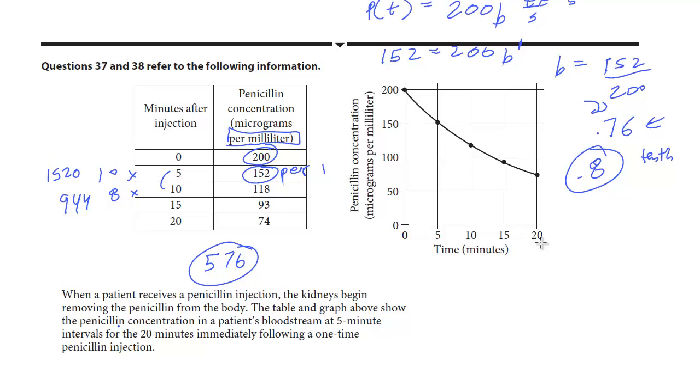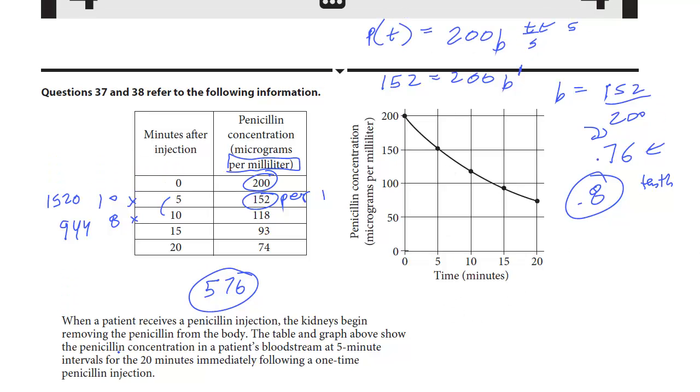So again, I have the function here. Remember, we did 152. Let's do it now with T is 10, and we know it's 118. So it's 118 equals, I still have that 200, and times B to the T over 5. In the last one, T was 5 and we had B to the 1. But in this case, our T now is 10. And so we're going to end up with B squared. So 118 equals 200 B squared. All right, and so here's our equation.